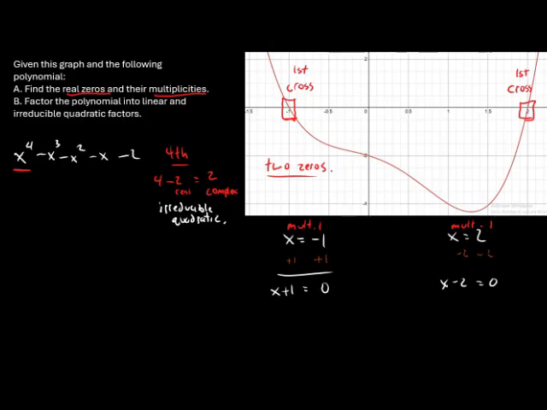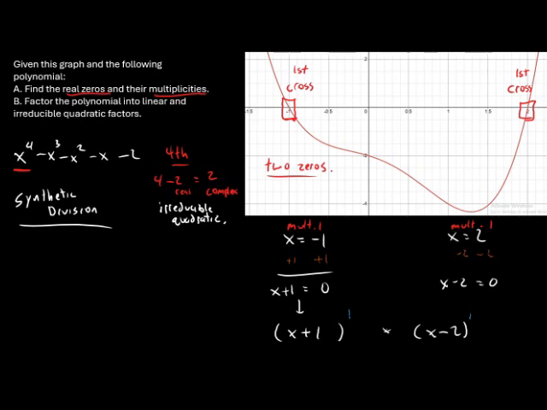Since these are both multiplicity 1, our first term will be x plus 1 raised to the first power. We'll place the invisible 1 above it, and multiplied times x minus 2, also raised to the first power. Now we can find what our irreducible quadratic is by doing synthetic division.